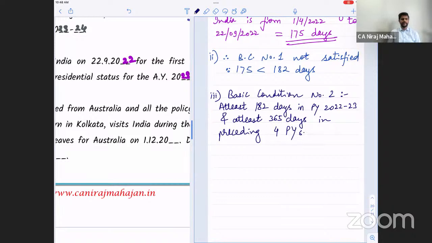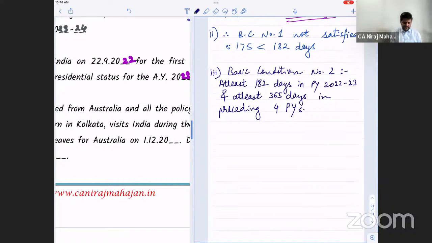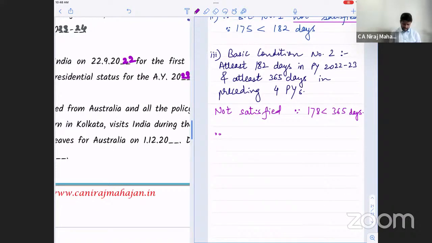Okay, till here all of you? Fine? Okay. Satisfied or not satisfied? See, ultimately the result is going to be the same, but I am writing technically also the entire law. Right? Not satisfied, since again 178 is less than 365 days. Clear till here? Therefore, now since both the basic conditions are not satisfied, answer is NR.